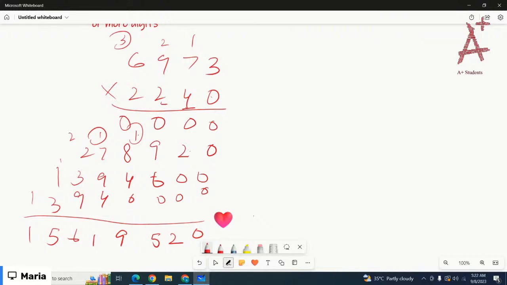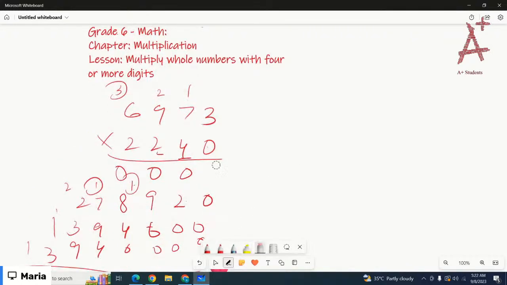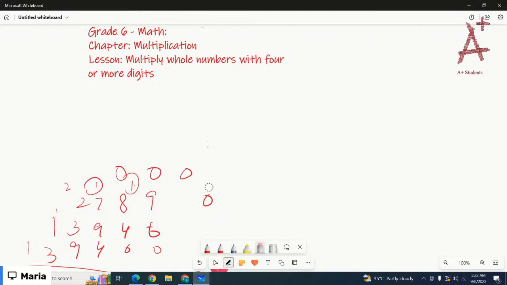Let me just check once using a calculator if the answer is correct. 6973 times 2240. It is 15,619,520. Yes, the answer I got is the correct one, right? Okay, that's a bit long. You can do the practice questions on your own. You can find the lesson on aplusstudents.com. The chapter is multiplication, and the lesson we did is multiply whole numbers with four or more digits, right?